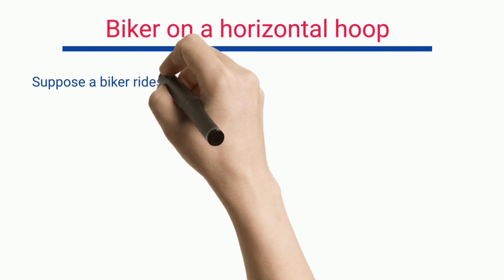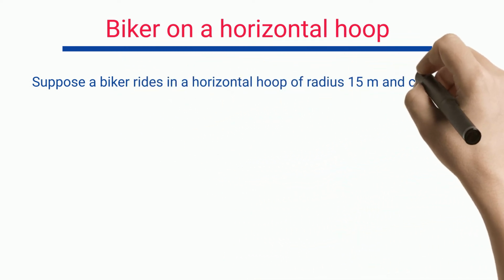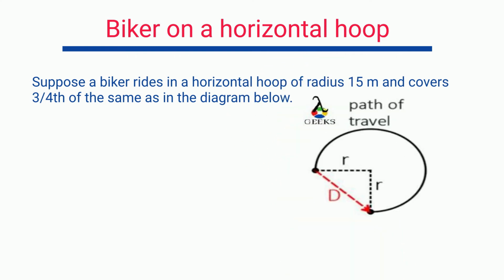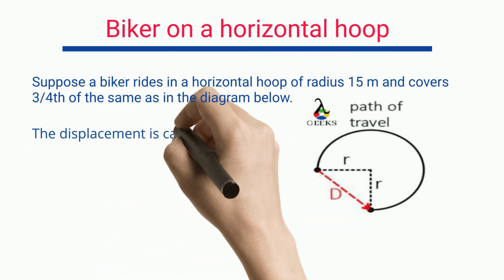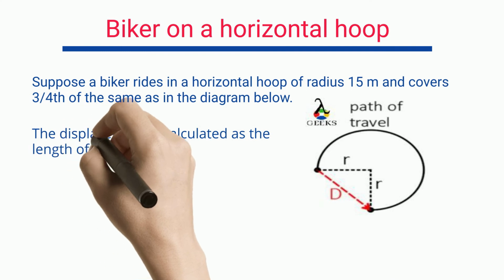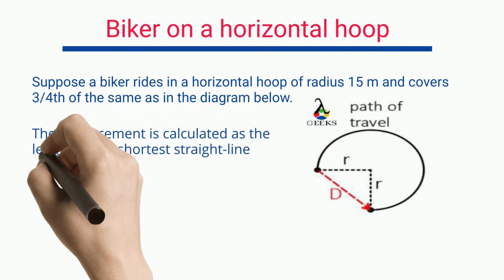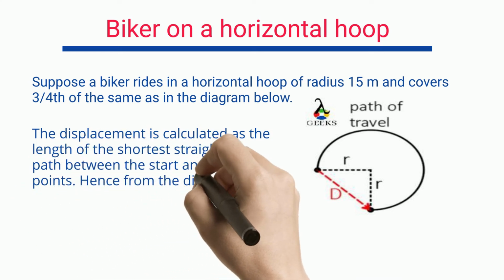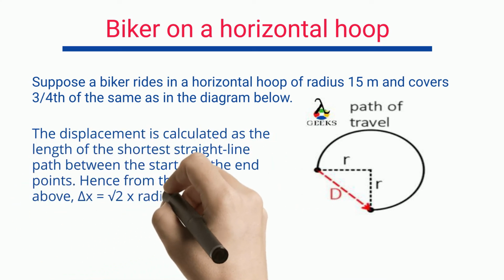Biker on a horizontal hoop. Suppose a biker rides in a horizontal hoop of radius 15 m and covers 3/4 of the same as in the diagram below. The displacement is calculated as the length of the shortest straight line path between the start and the end points. Hence from the diagram above, x equals root 2 times radius equals 15 root 2 m.